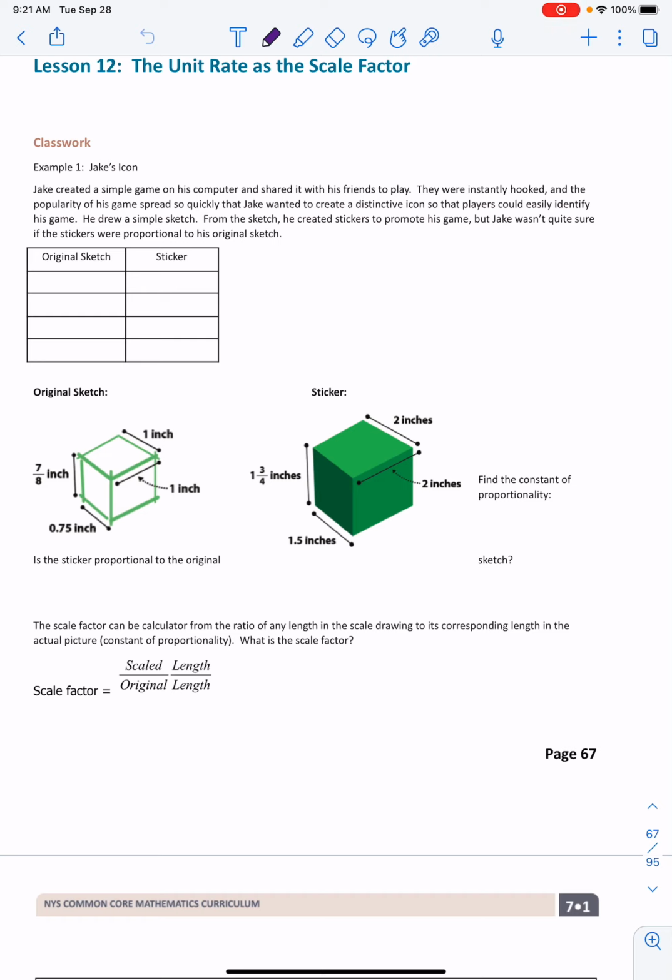He drew a simple sketch. From the sketch, he created stickers to promote his game. But Jake wasn't quite sure if the stickers were proportional to his original sketch.